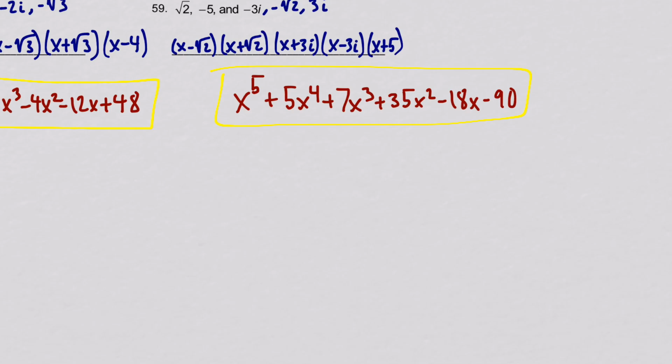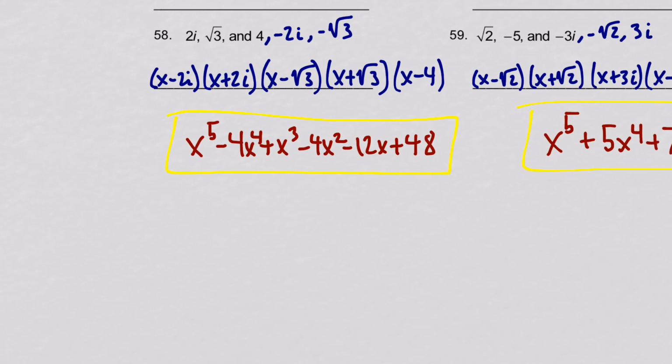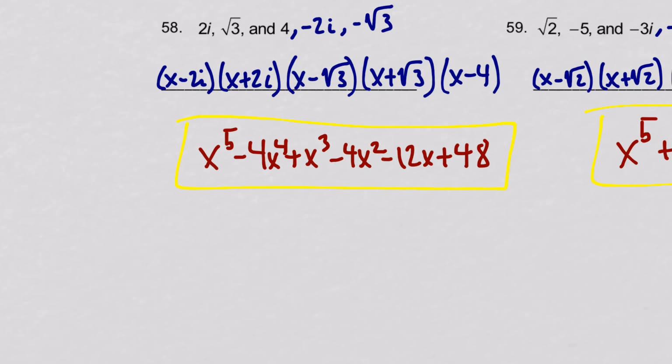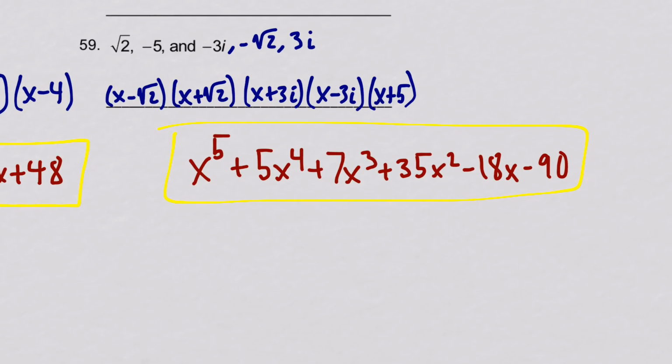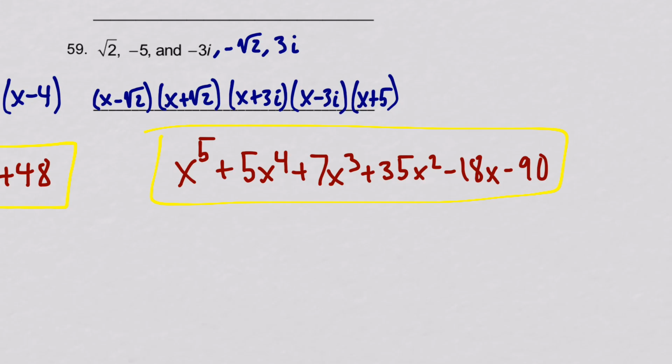These were the real fun ones. 58, you got x to the fifth minus 4x to the fourth plus x cubed minus 4x squared minus 12x plus 48. When you do these multiplications, there should be no more terms with i or with radicals. They all cancel out when you do these steps, okay? So you should end up with this polynomial. No i's, no radicals. 59, same idea. After you do this multiplication, there should be no more i's, no more radicals. So x to the fifth plus 5x to the fourth plus 7x cubed plus 35x squared minus 18x minus 90.